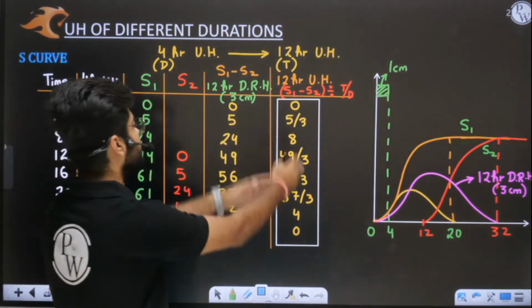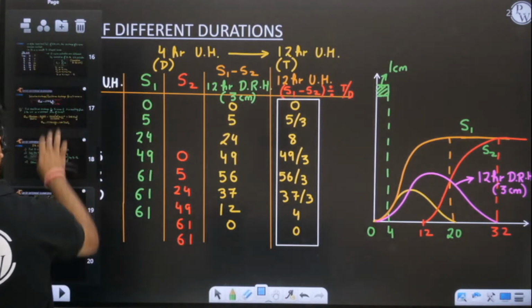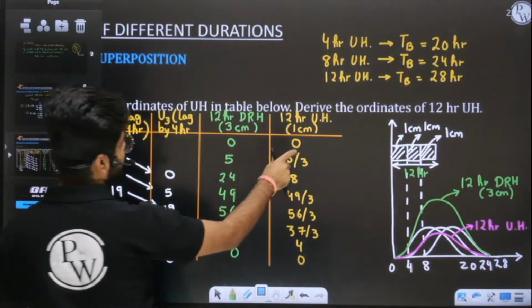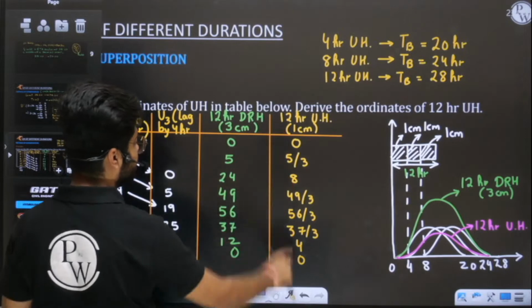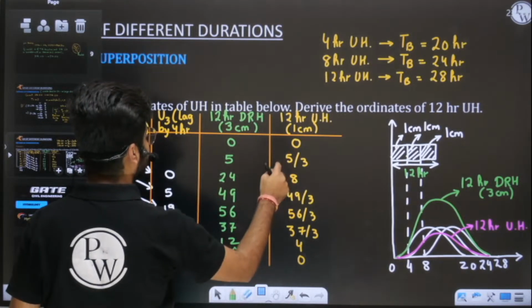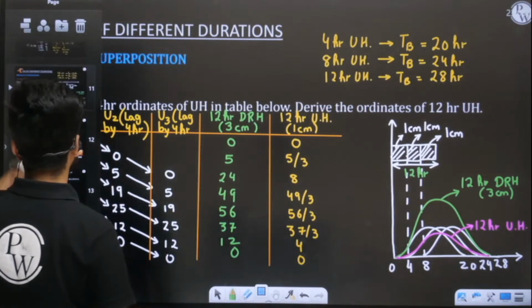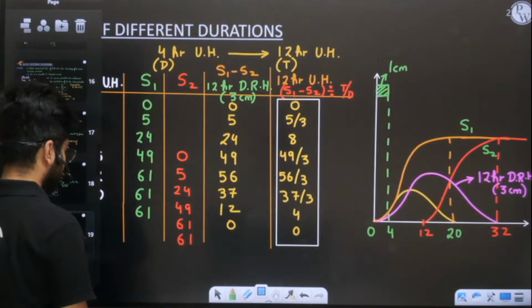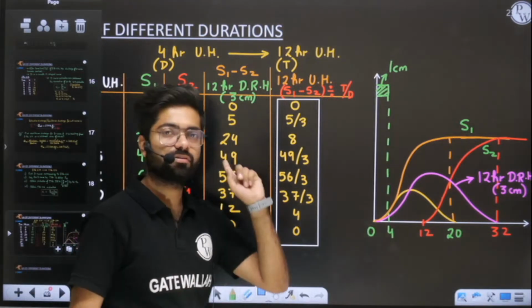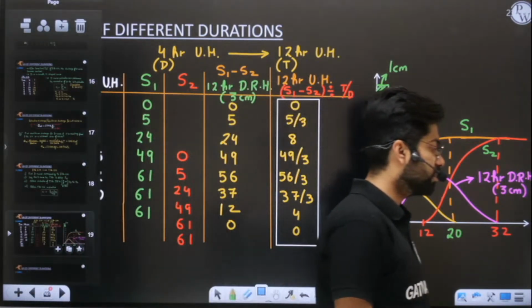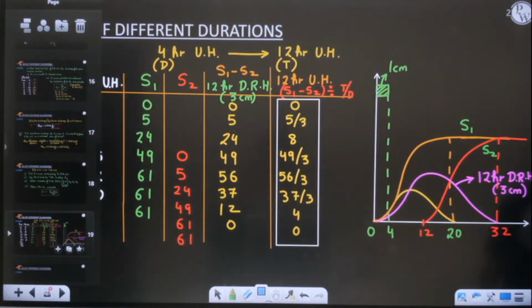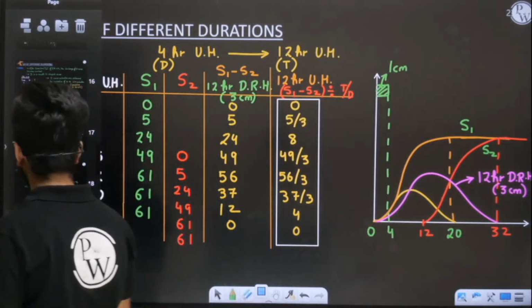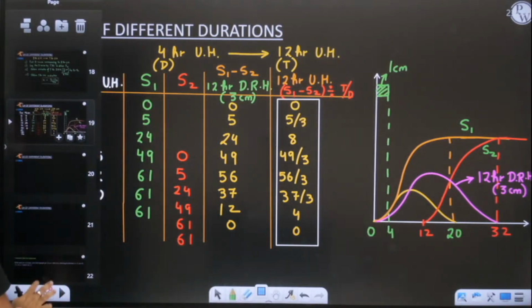See, this answer which you have got from the S curve is the same as the answer which you have got from the method of superposition. Same answer, exactly the same. 5 by 3, 8, 49 by 3, 56 by 3, 37 by 3. You can see it, it is exactly the same as that which we obtained by the method of superposition. So using the S curve, I will obtain the same answer.